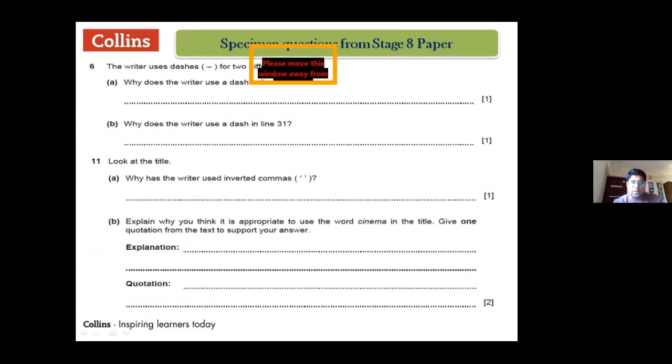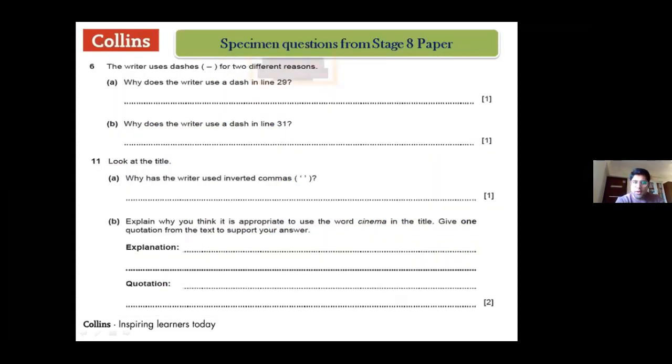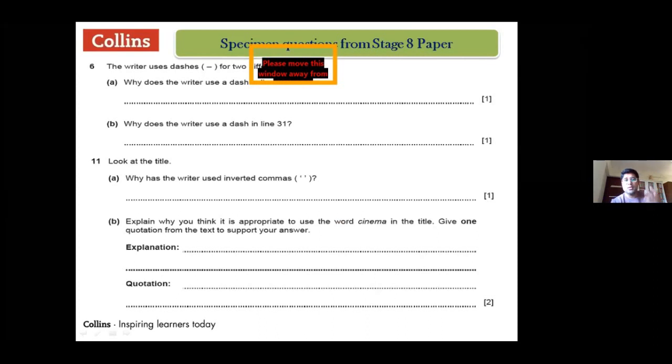Sample questions that I've taken from the stage 8 paper. If you observe over here, dealing with punctuation, as I showed in the previous slide, they're focusing a lot on teaching grammar, teaching punctuation, and other stuff. So if you look at question number 6 over here, why does the writer use dashes for 2 different reasons? Now, say under exam conditions, why does the writer use a dash in line number 31? And then the question says, why does the writer use a dash in line number 29? And there are 2 different reasons for it.